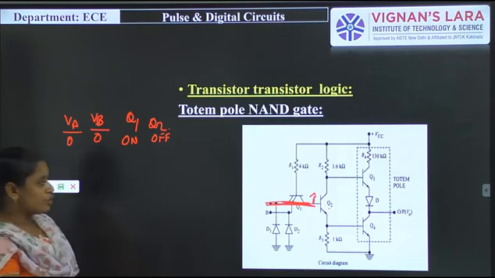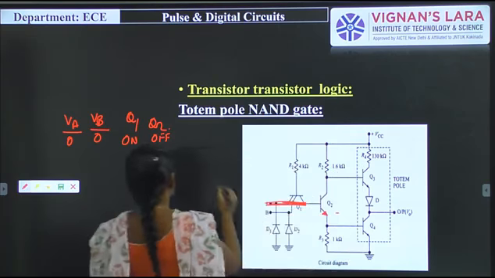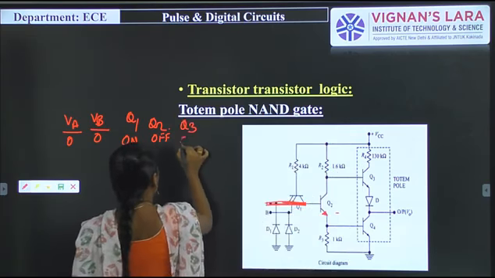When Q2 goes to off condition, the voltage here will be VCC. Why? Because the off condition can be replaced with an open switch. The Q2 can be replaced with the open switch. So this is given to transistor Q3, and then Q3 is in on condition. When Q3 is in on condition, it can be replaced with a short switch.